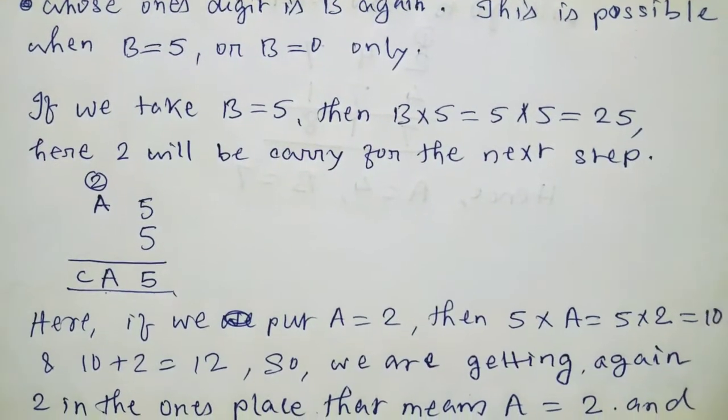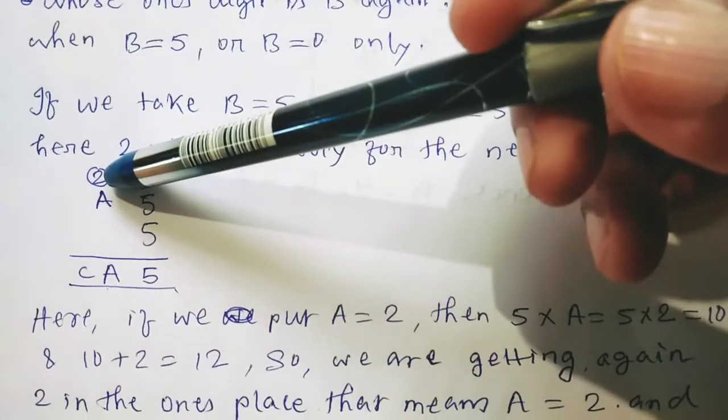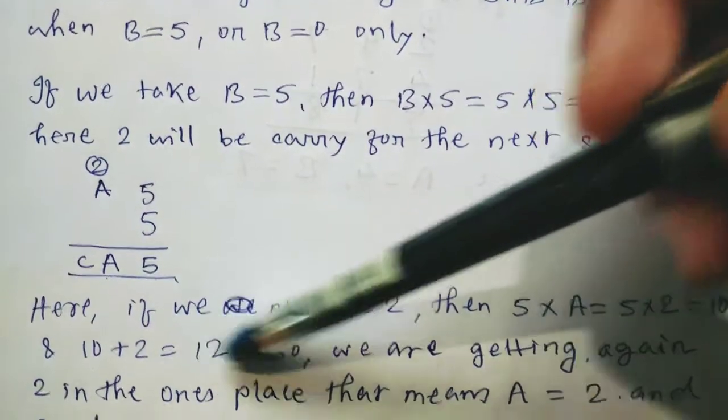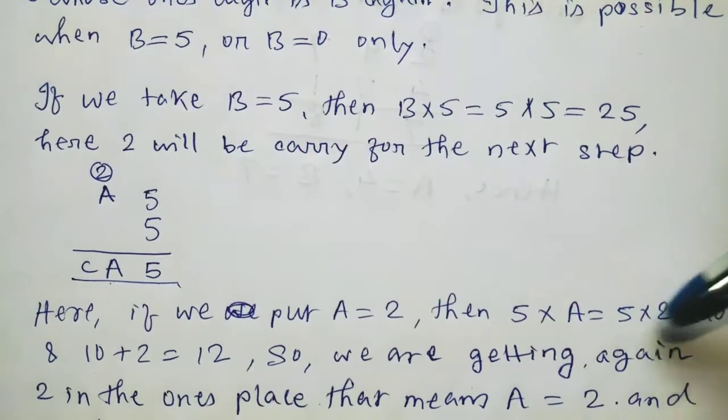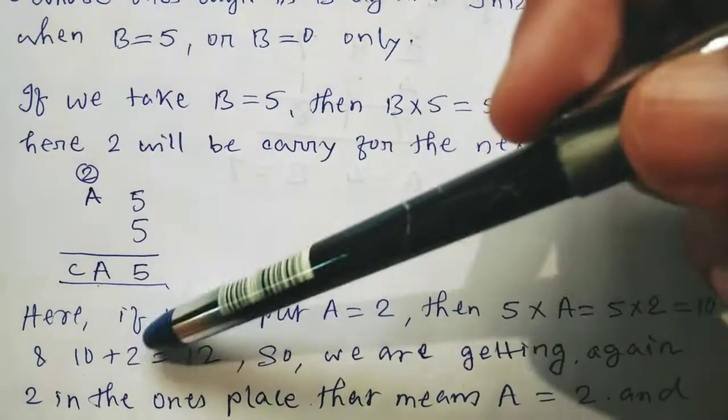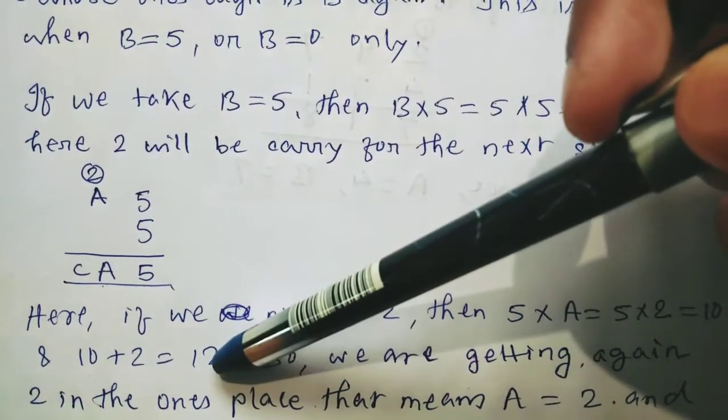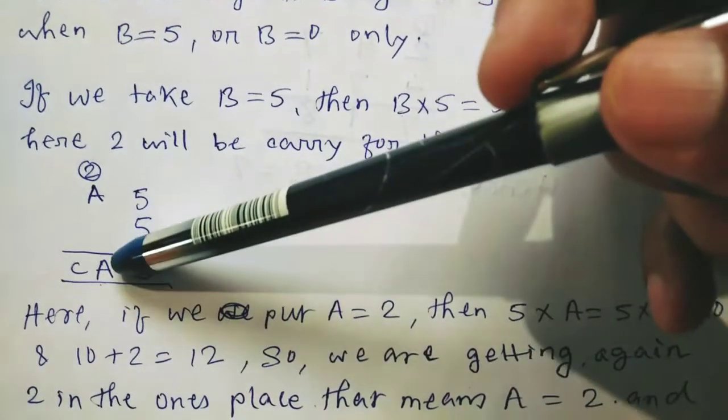Okay, this one 5 into 2, because we have taken A equal to 2. 5 into 2 is 10, and carry was there 2 again. So 10 plus 2 will be what? 12. See, so you have to remember the carry also. If you take A equal to 2, then 5 into 2 is 10. Then again carry is there, 10 plus 2 will be 12. Understanding? So here the 12 is coming.